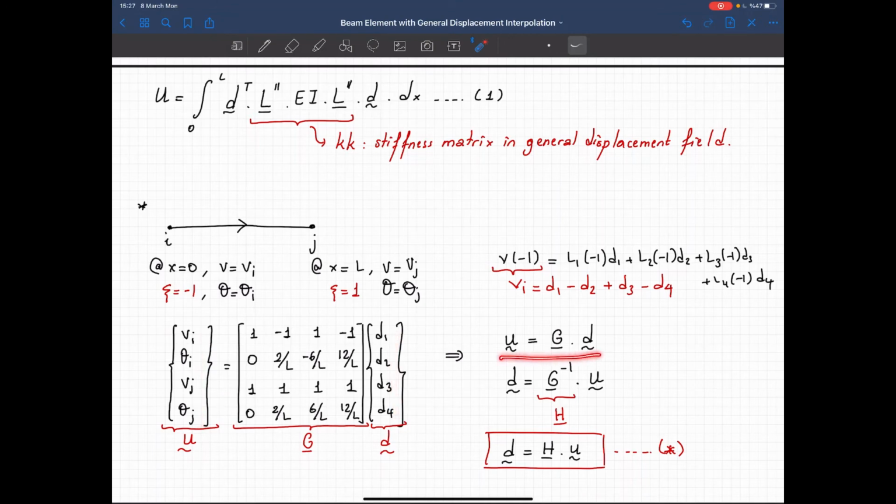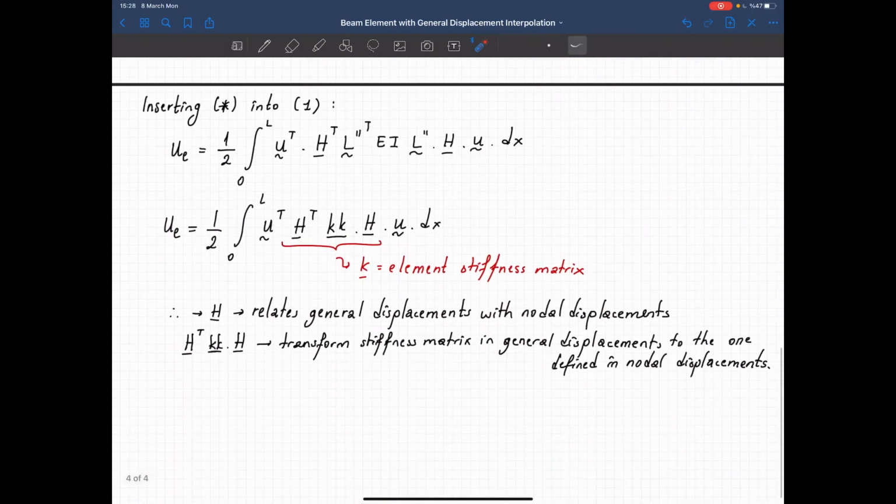That's my equation, but I can just reverse that equation. If I take the inverse of this G matrix, I can directly relate the nodal displacements with the general displacements. If I plug that relationship into the stiffness matrix equation, I find that I have to transform the stiffness matrix defined for the general displacements with the following equation, and this will convert it into the stiffness matrix that we know.